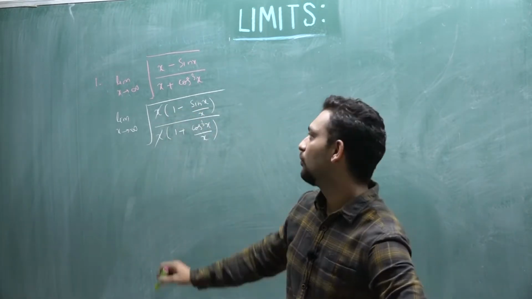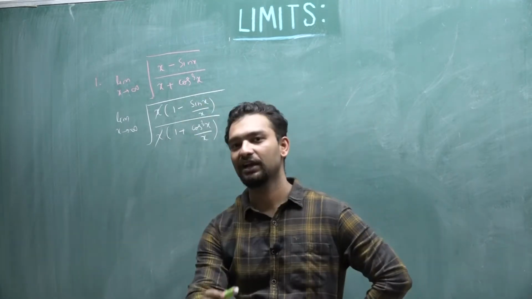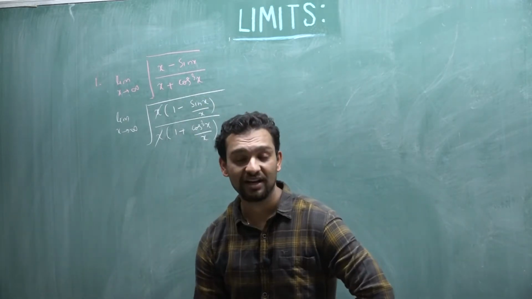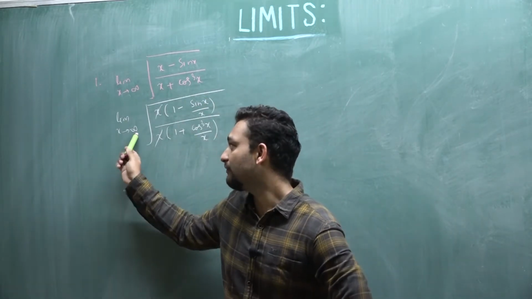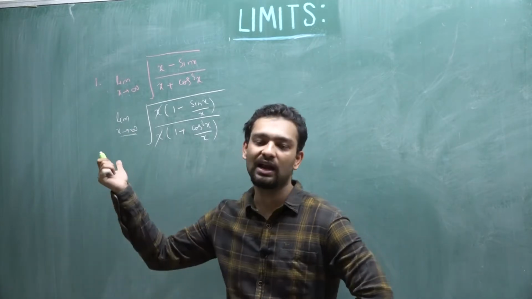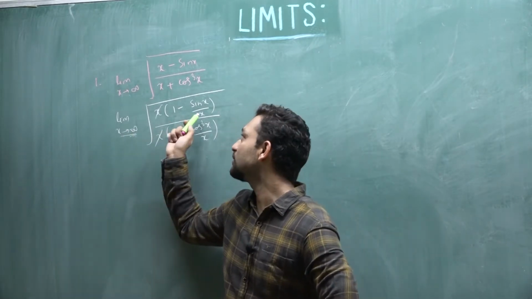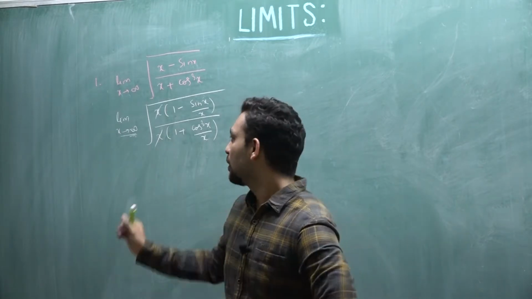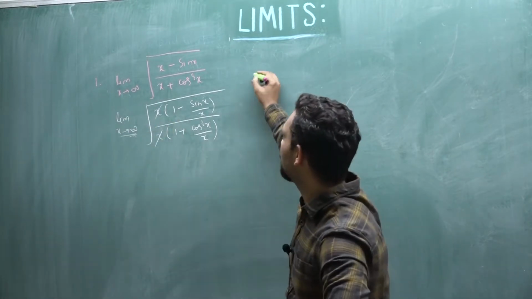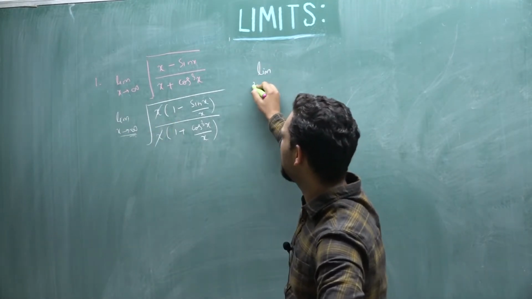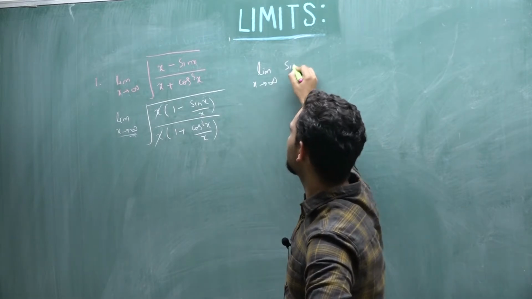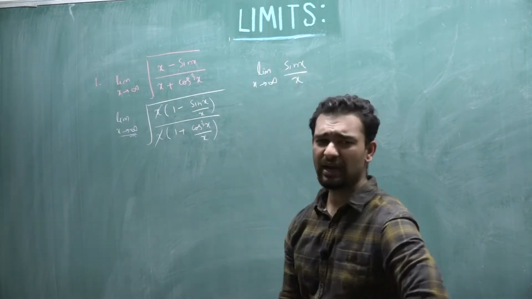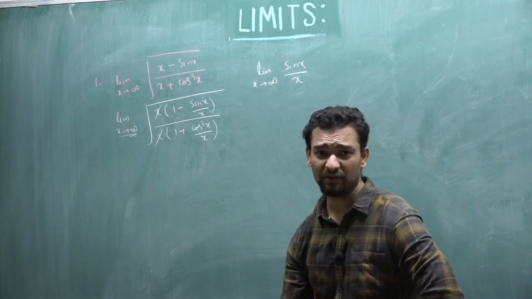Now most of you, when you see this sin x by x, directly put it as equal to 1, but it's incorrect. It is 1 when x is tending to 0, but right now x is tending to infinity, so this would be incorrect. So before moving on to this question, we'll first find out limit x tending to infinity of sin x upon x.